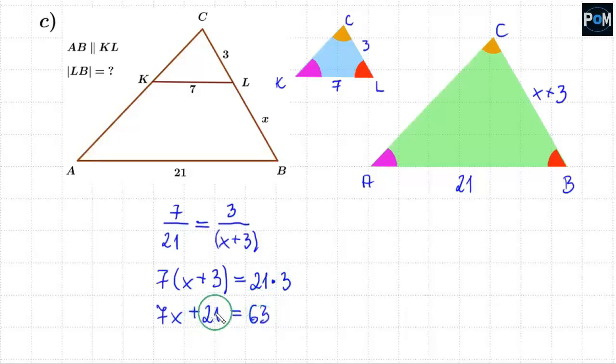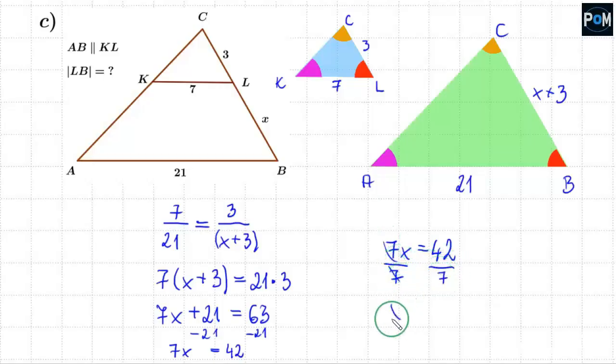To calculate x, this 21 is in my way. To get rid of this 21 here, I'll subtract 21 from one side and subtract 21 from the other side. On this side, I'll have only 7x left, and on that side, I'll get 42. So I have 7x equals 42. I divide everything here by 7. Here, the 7's cancel out. It turns out x will equal 42 divided by 7, that is 6. And that is segment LB.